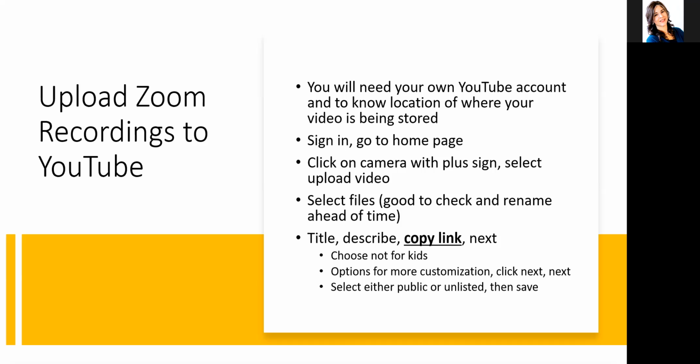Public means anybody could search and find it. And unlisted means that it's not searchable, but if you give someone the link, anyone who has the link can access your video. So either way is fine, whatever you're comfortable with. So let me show you how to do this.